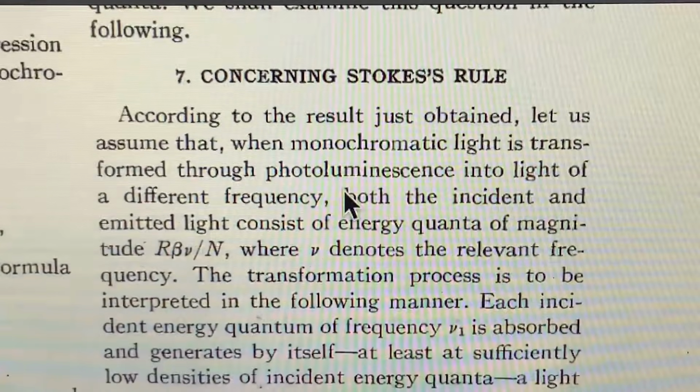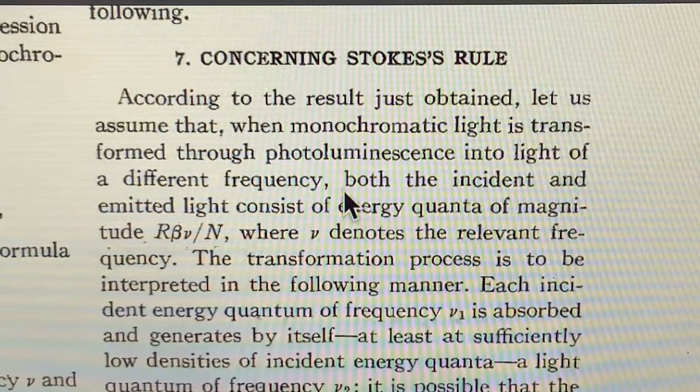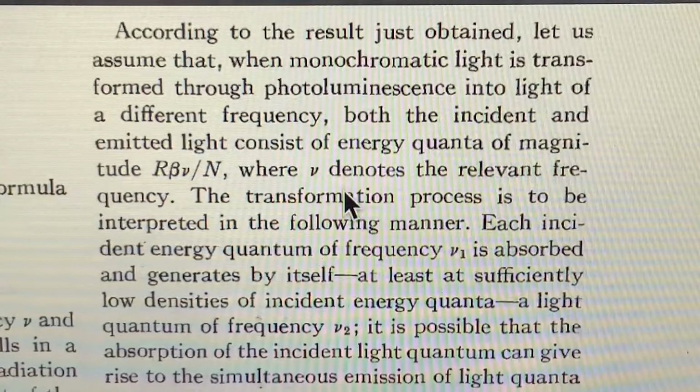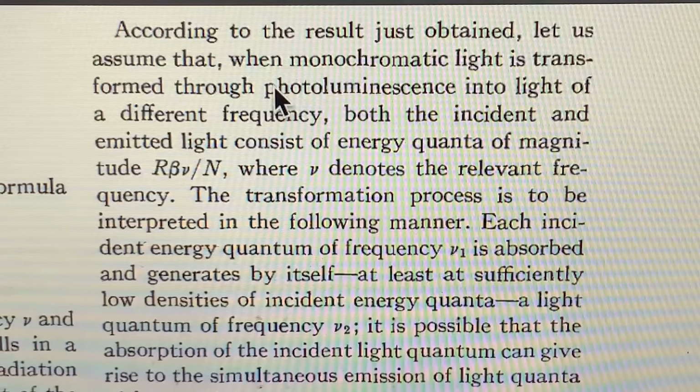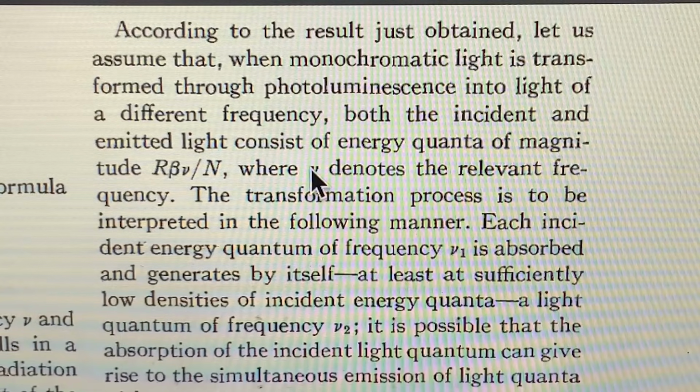Section 7 is Stokes' rule. What is Stokes' rule? It says that if you have some substance which absorbs light and then emits light, photoluminescence, and it absorbs light of frequency nu and then re-emits light, then that frequency will always be lower than the original frequency of the radiation. That is called Stokes' law, right?